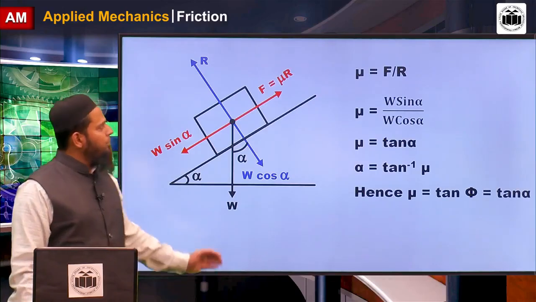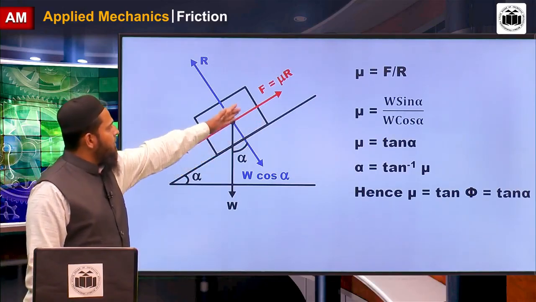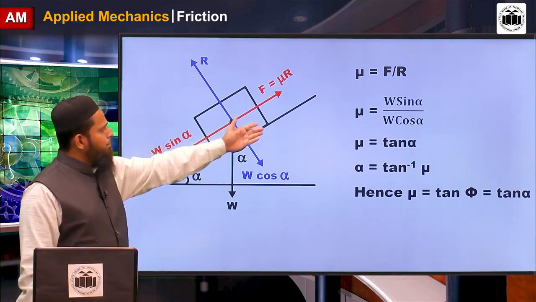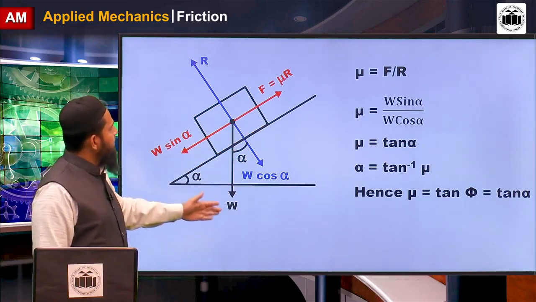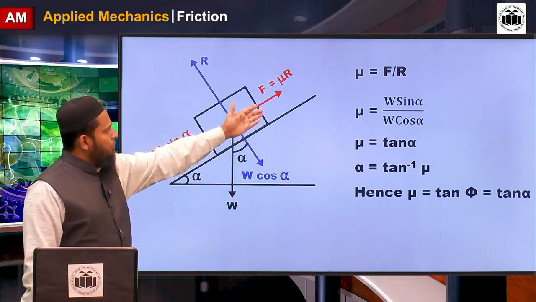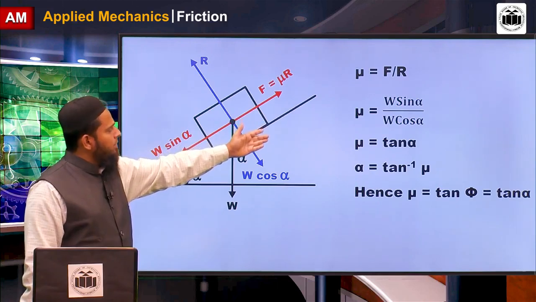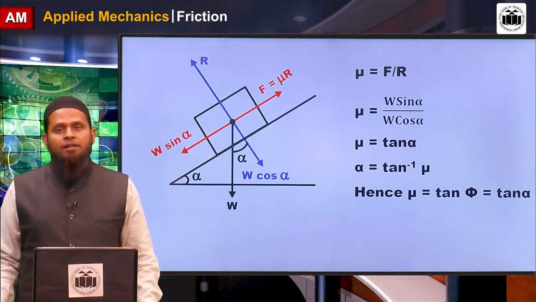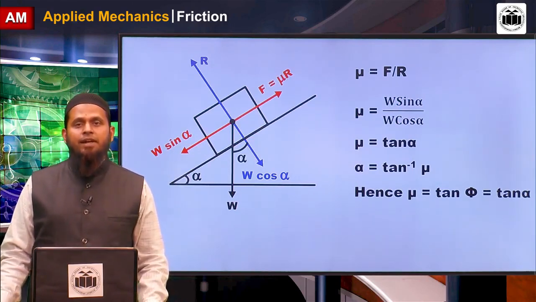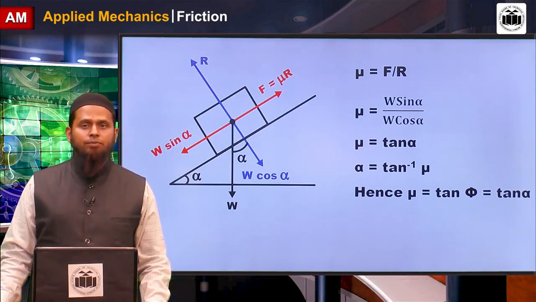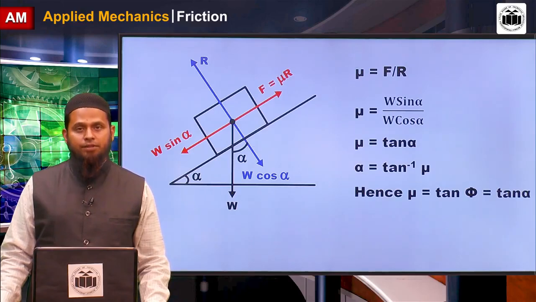Now, what is mu? Mu is equal to F upon R. But for balancing, F is equal to W sin alpha. So, keep F equal to W sin alpha. What is R? To balance, R is W cos alpha. So, put R as W cos alpha. Then mu is equal to tan alpha. Here alpha is the angle of repose. It is tan inverse of mu. Hence, the coefficient of friction is nothing but the tan of angle of repose and the tan of angle of friction.